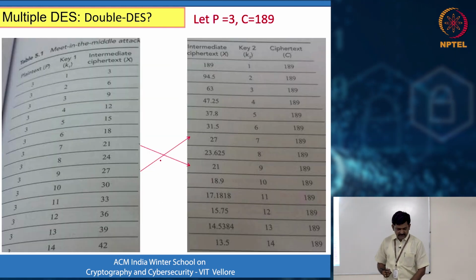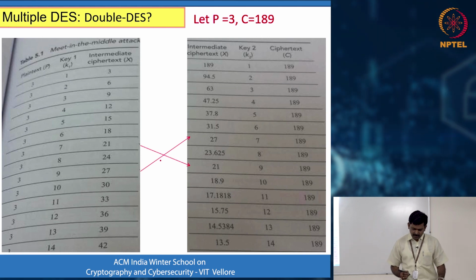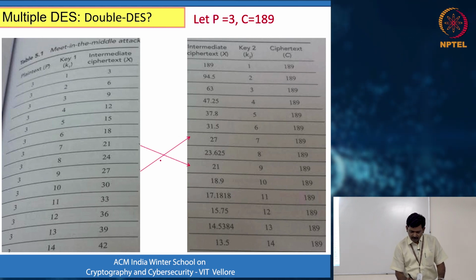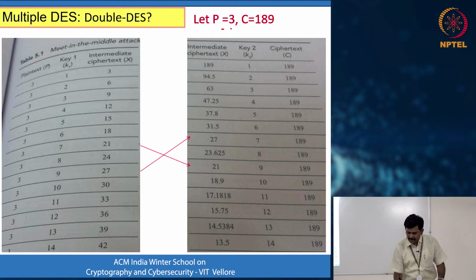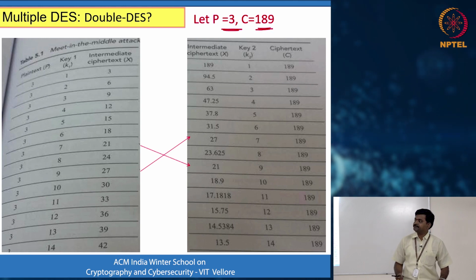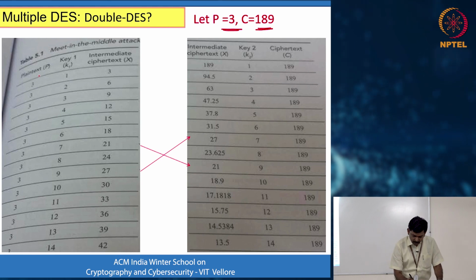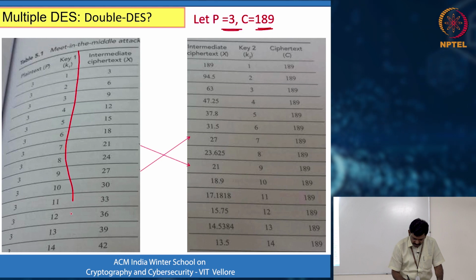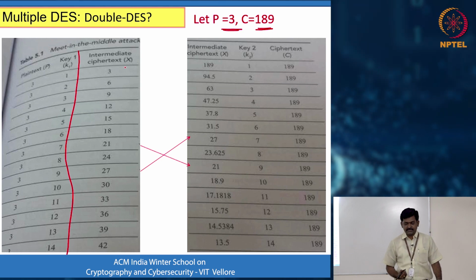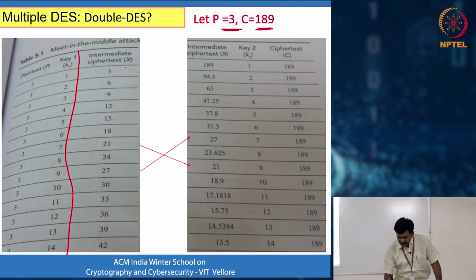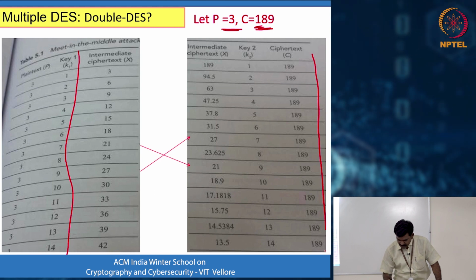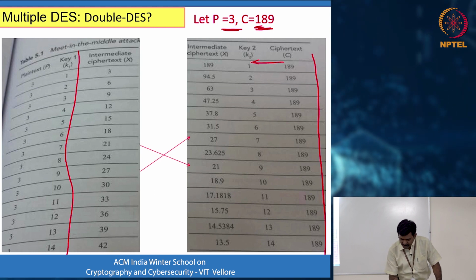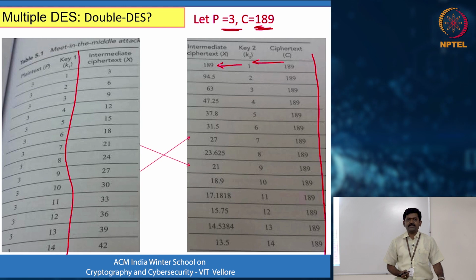Okay, so there is an example in one of the books wherein you can see that he took the plain text. The plain text and ciphertext combination is 3 and 189. So what he did, took the plain text 3, explored with all possible combinations of the key, and this is the intermediate ciphertext. And then this is the ciphertext explored with all possible combinations of K2, and this is the intermediate ciphertext.